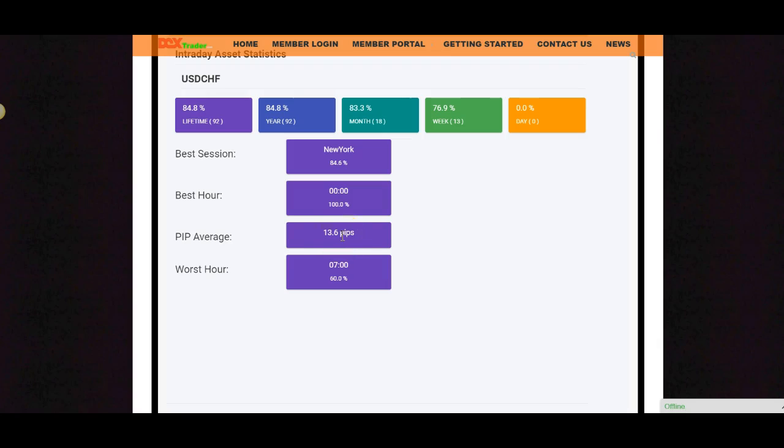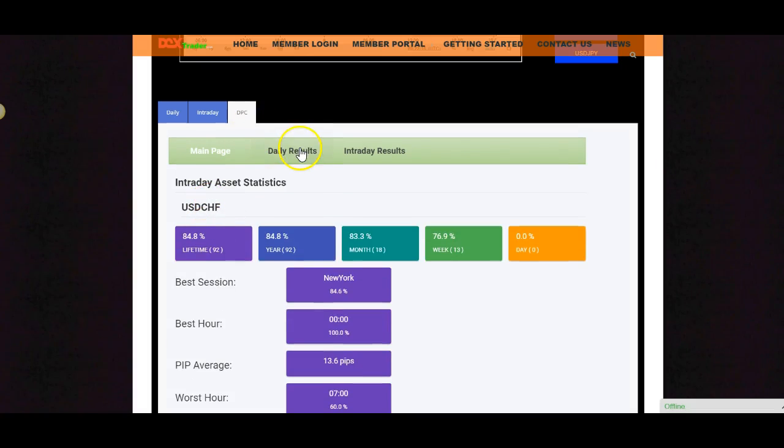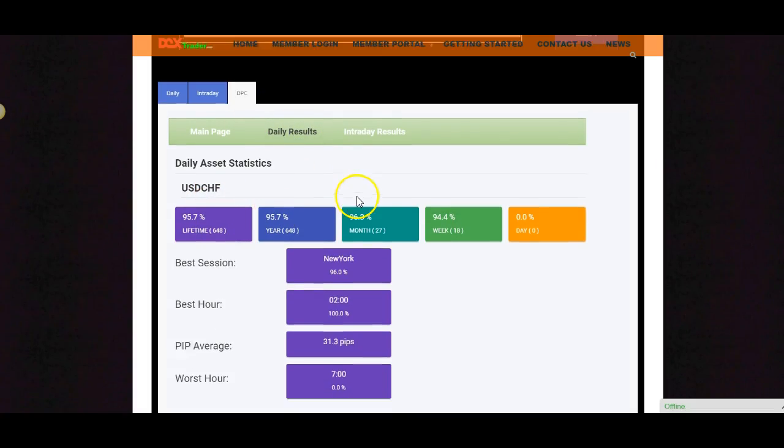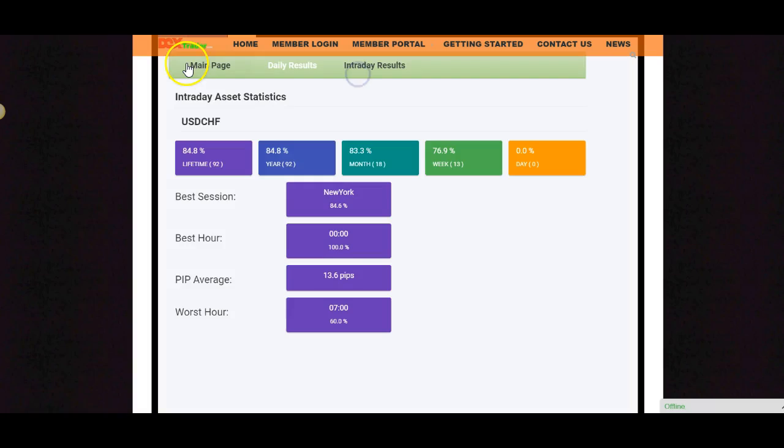So I wouldn't go more than 4 or 5 strikes up, 2 or 3 strikes up, 3 pips up from that process. The best hour looks like midnight, right? Midnight's the best hour, it looks like, for it to win 100% of the time. So this is a tremendous amount of information. It also does the same thing if you flip back and forth between intradays and dailies.